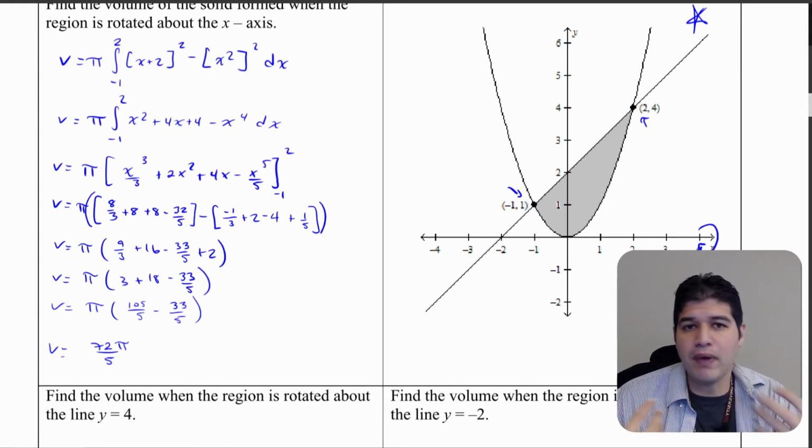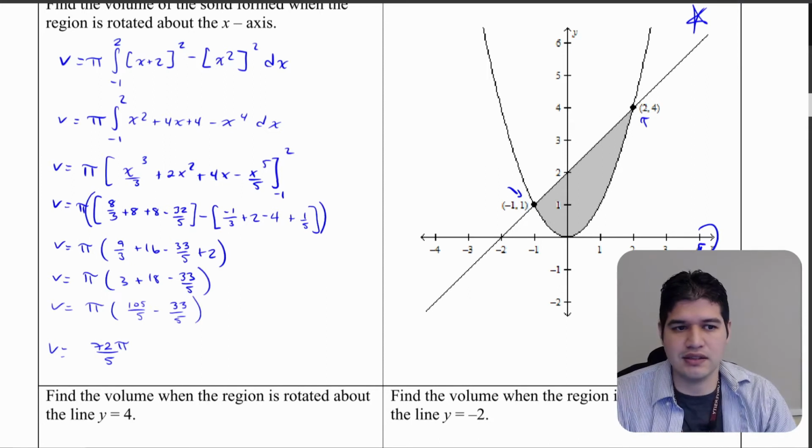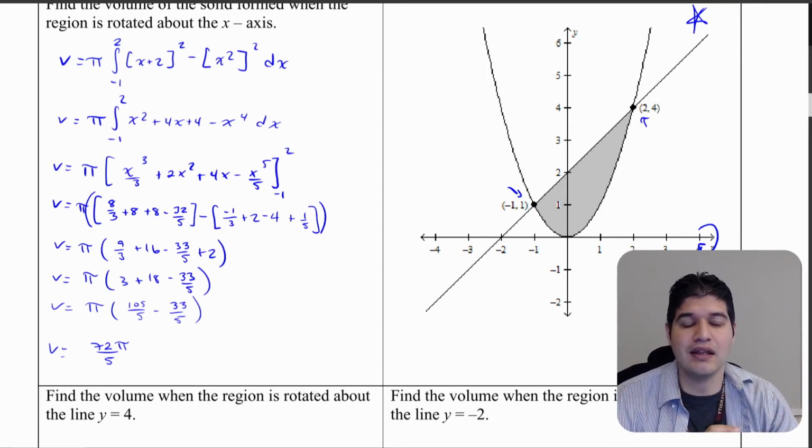And keep in mind that what we're doing is we are rotating around this x-axis. That's why we're getting pi in this case. If we had units, keep in mind that they would be cubic units depending on what was given to us.